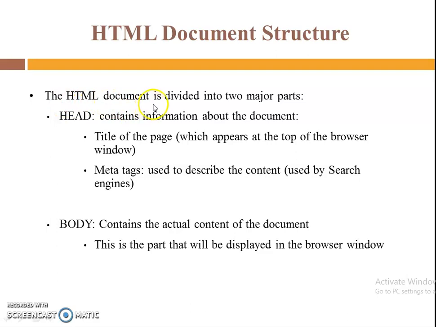The HTML document is divided into two major parts, that is head and body. Head contains information about the document, that is the title of the page, which appears at the top of the browser window, and meta tags used to describe the content that is used by search engines. Second is the body, that contains the actual content of the document. This is the part that will be displayed in the browser window.